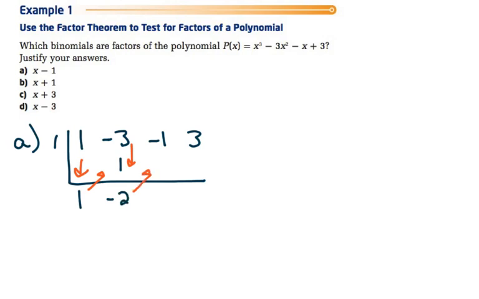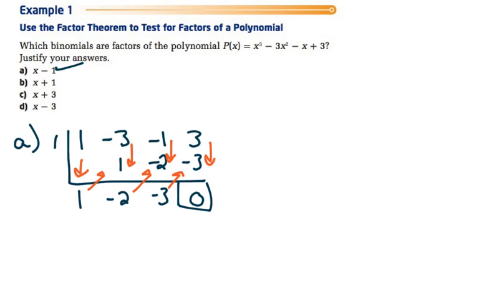Multiply, again negative 2. Add, get negative 3, multiply, get negative 3, and add one last time, getting 0. So I have a remainder of 0, which means that x minus 1 is indeed a factor of this polynomial.